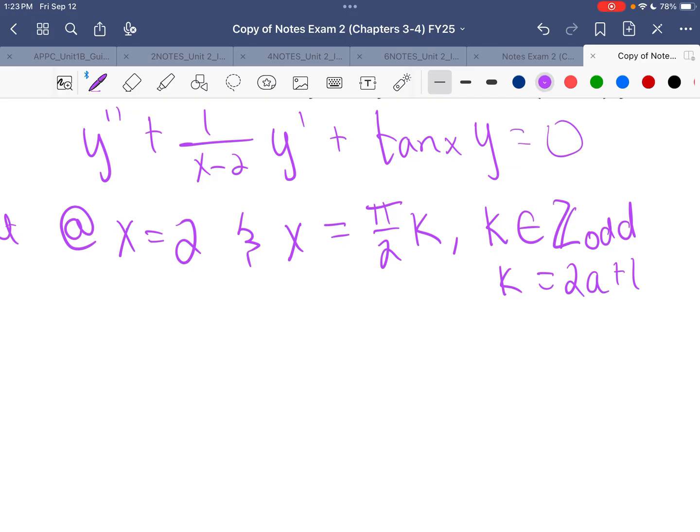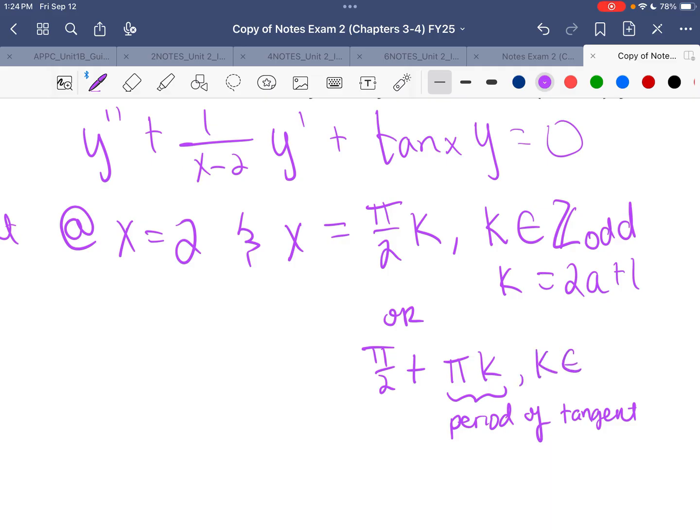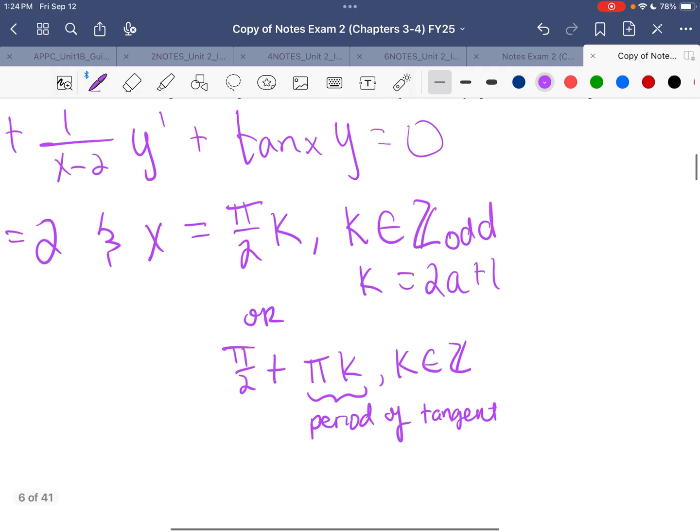Or you could define this as pi over 2 times k, or pi over 2 and then how often it happens for the period of tangent. And again, k in this case would just be an integer, and that's the integer symbol.